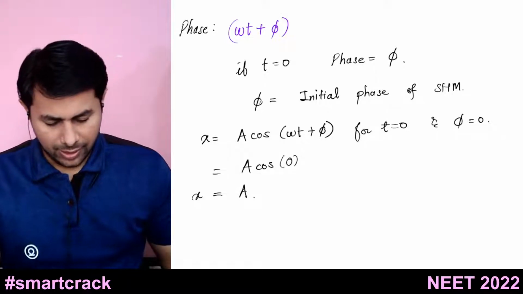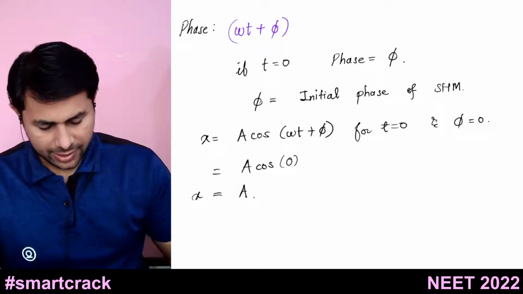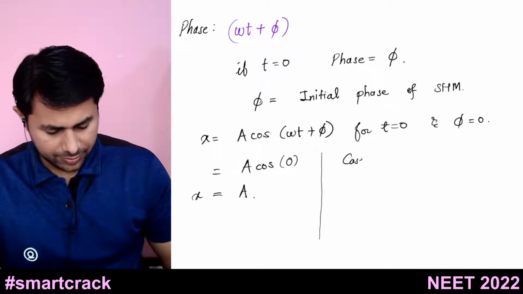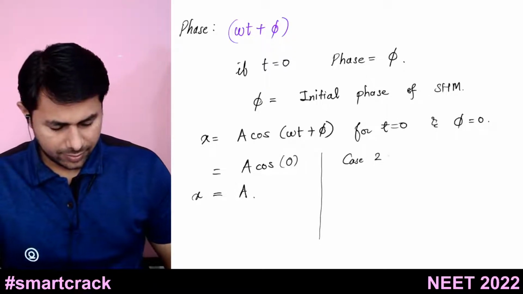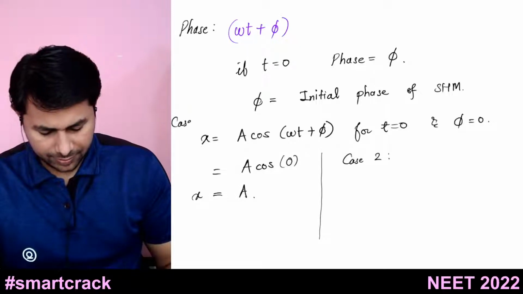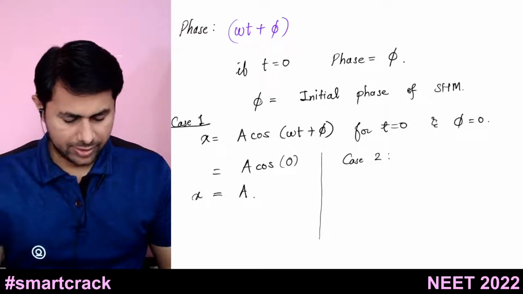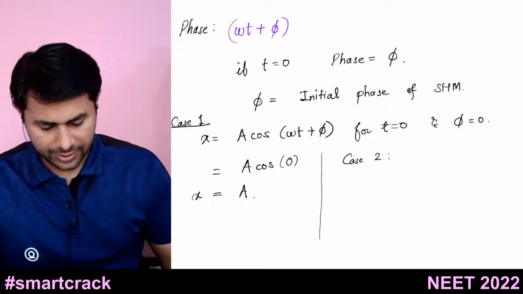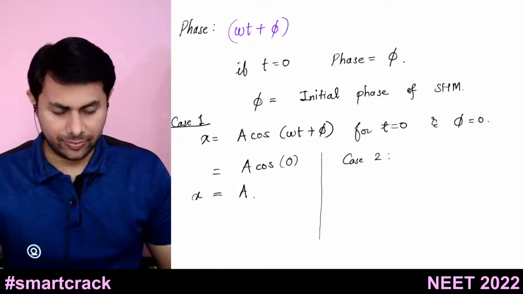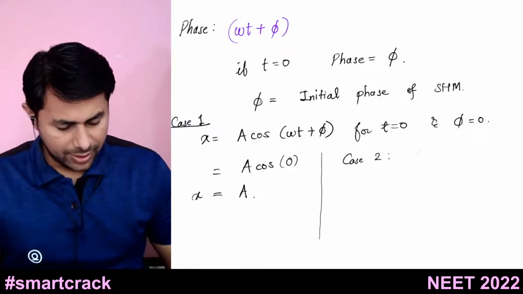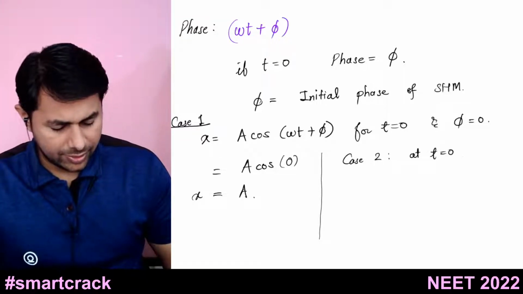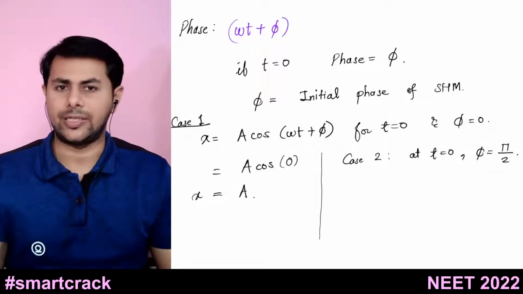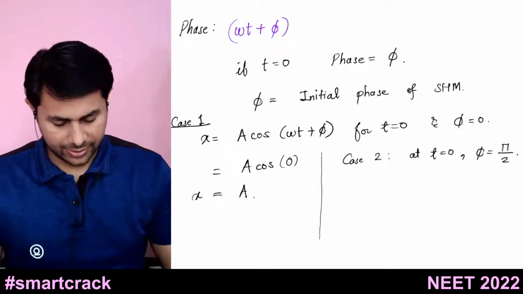And then let's consider another case, case 2. This is case 1, that at t equals to 0, phi is 0. Case 2, at t equals to 0, let's say phi is equal to 90 degrees, pi by 2. Let's see what happens now.